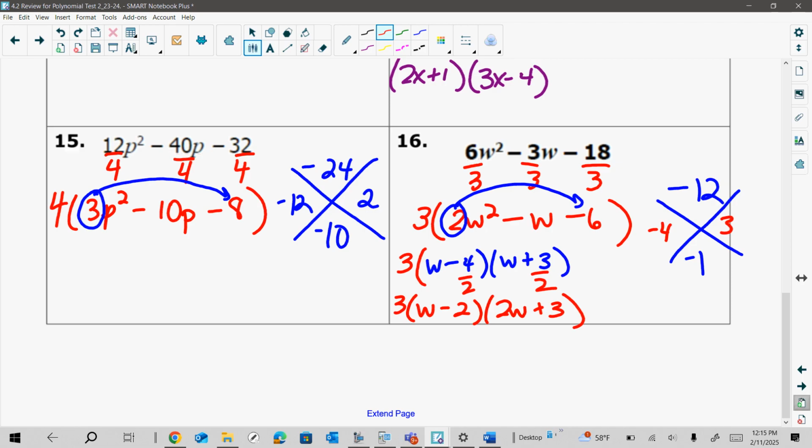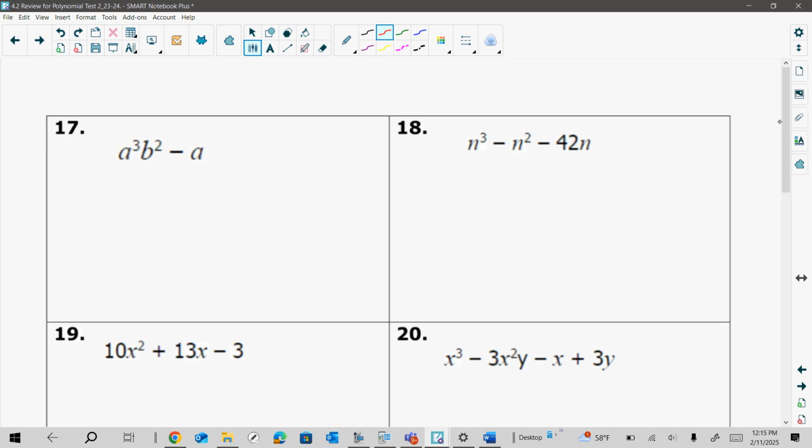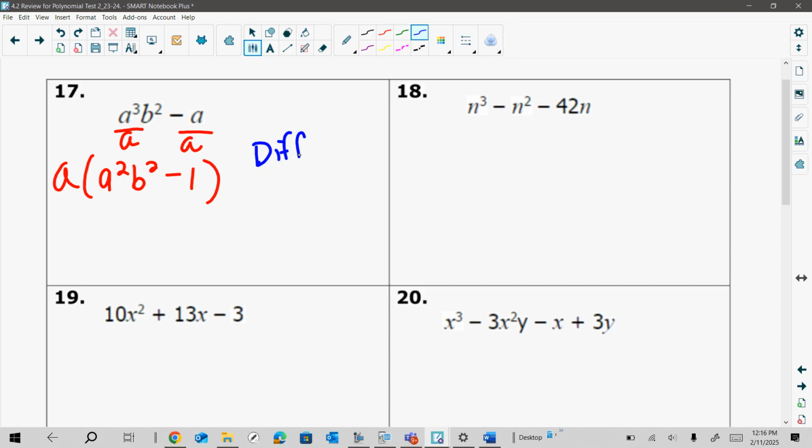And then on the next page, you have some more factoring. On 17 here, there are 2 terms, but they do have a GCF of a. And now you're left with a squared b squared minus 1. And this is difference of squares.